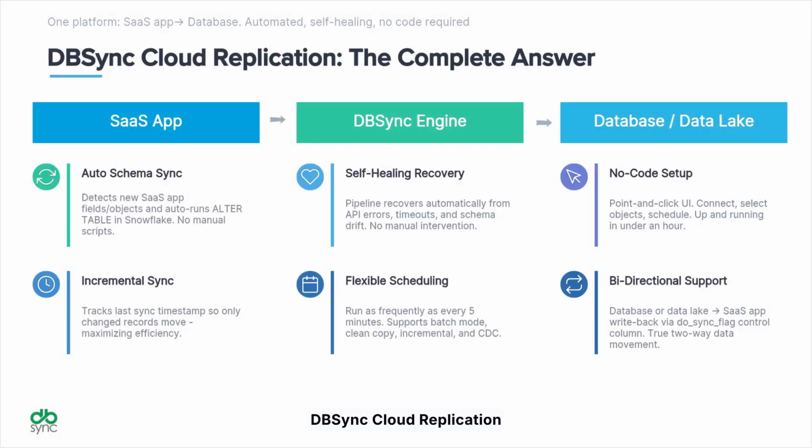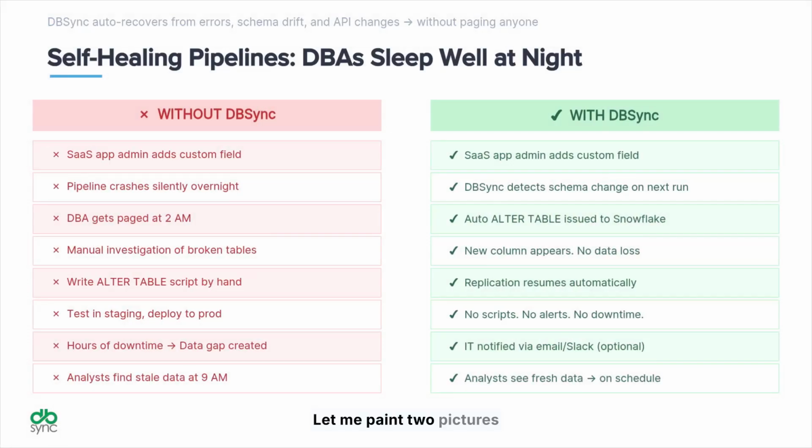DBsync Cloud Replication handles the entire pipeline: extract, schema management, transform, and load from SaaS data into the database. When a new SaaS app custom field appears, DBsync detects it and issues the alter table in the target database automatically. No human in the loop. Setup is point and click. No SQL, no Python, no ETL frameworks. Incremental sync means only the changed records move on each run, and you can schedule to run it frequently or choose real-time CDC options.